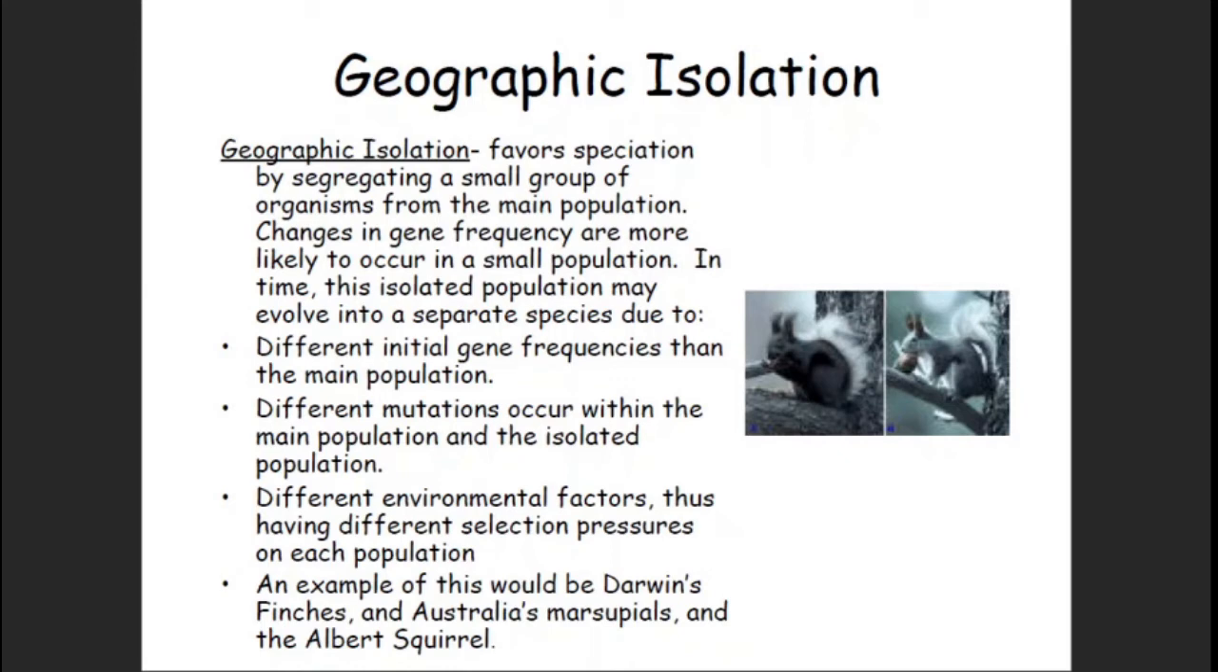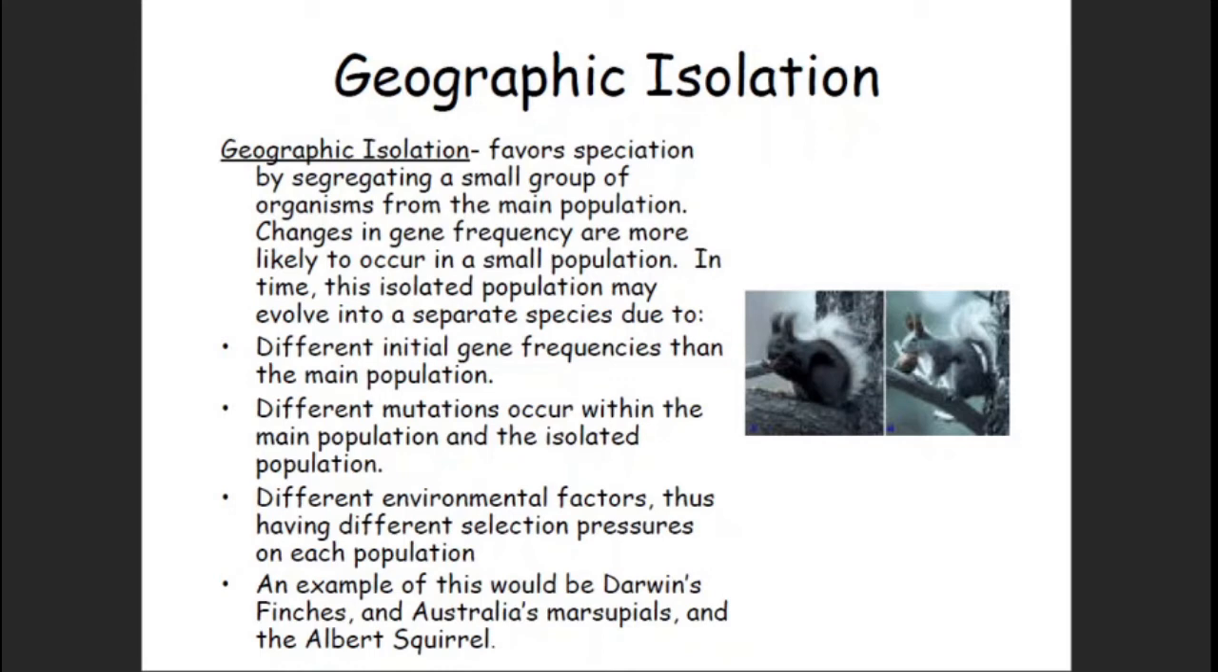Changes in gene frequency are more likely to occur in small populations. In time, this isolated population may evolve into a separate species for the following reasons. First, different initial gene frequencies than the main population. Say, from a mainland, a small segment was separated, and the organisms that inhabited that small island or region produced descendants based upon the genetic material they had in them.